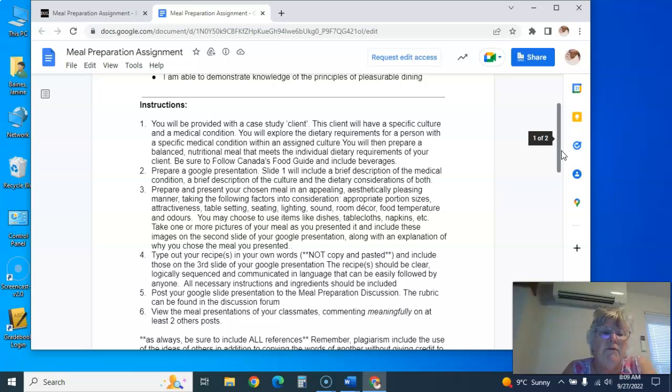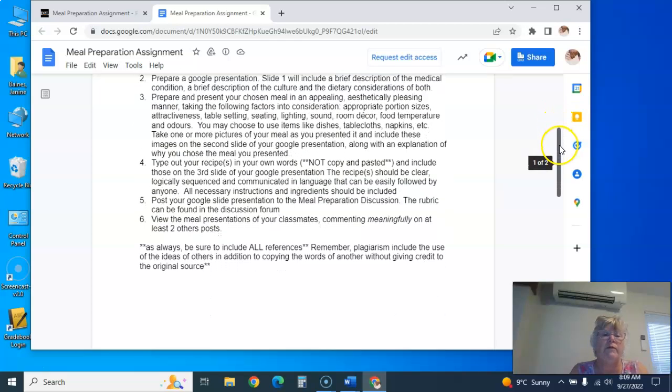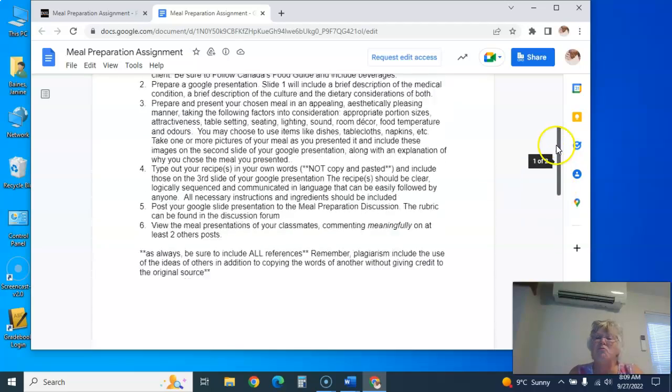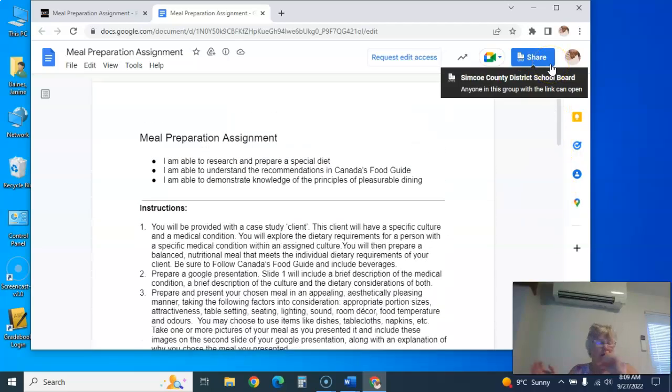And then you must view the meal presentations of your classmates, commenting meaningfully on at least two others. You will see that there is a rubric for that also. As always, be sure to include all references. Remember, plagiarism includes the use of ideas of others in addition to copying words of another without giving credit to your original source. So it's a really fun assignment.